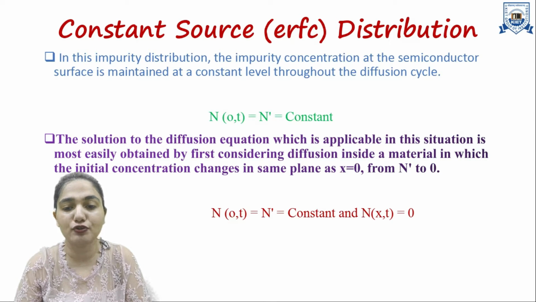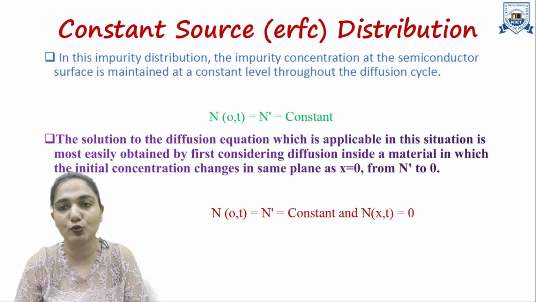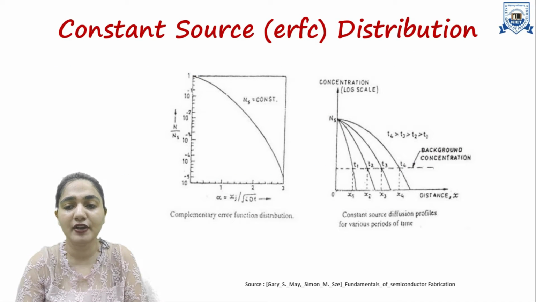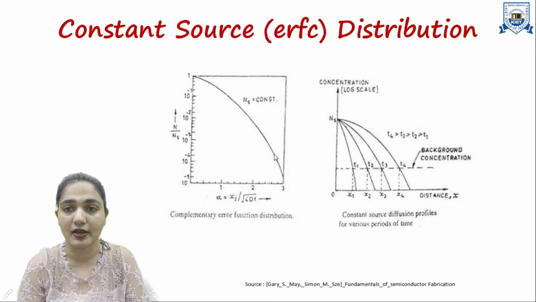The solution to the diffusion equation which is applicable in this situation is most easily obtained by first considering the diffusion inside a material in which the initial concentration changes in the same plane at x equal to 0 from N dash to 0. So N(0,t) is equal to N dash, which is constant, and similarly I can say N(x,t) is equal to 0. So this is the graph. You can see we have different time instants. This is the graph of the error function. Okay, so this is how I can represent the error function.